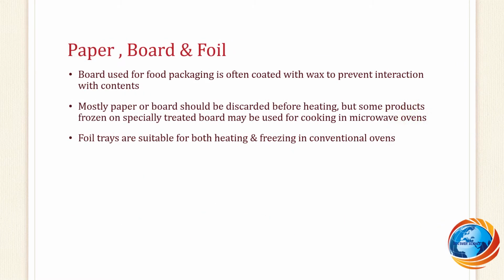Paper, board and foil. Board used for food packaging is often coated with wax to prevent interaction with contents. Most paper or board should be discarded before heating, but some products frozen on specially treated board may be used for cooking in microwave ovens. Foil trays are suitable for both heating and freezing in conventional ovens.